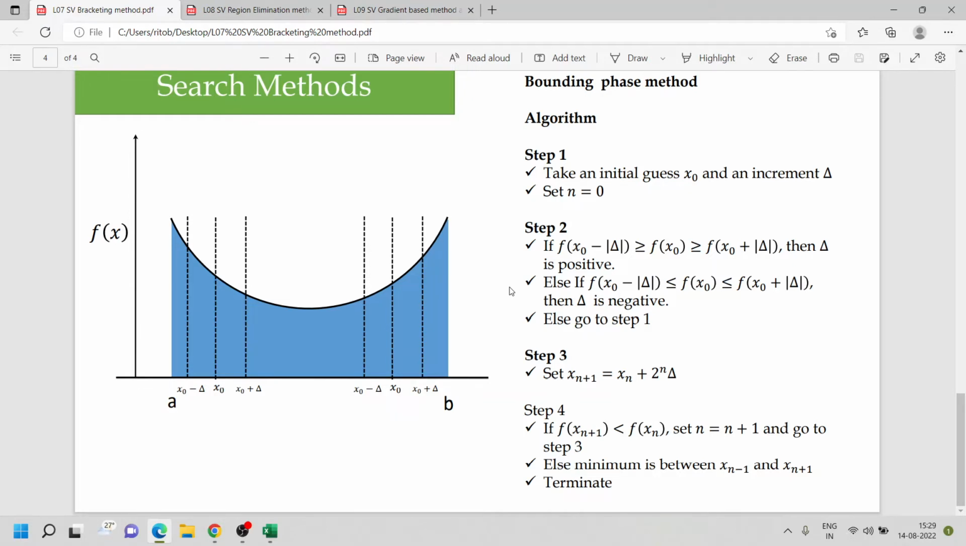Now, step 1 in this problem is to take an initial guess, say x naught, which I have given you as 2.5. Then your delta x, that I have also given as 0.5.